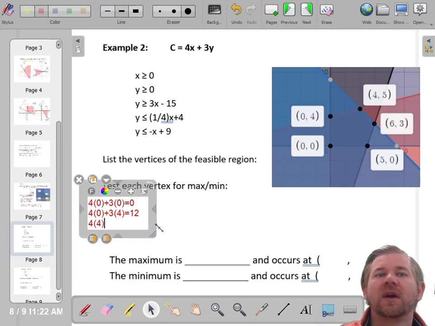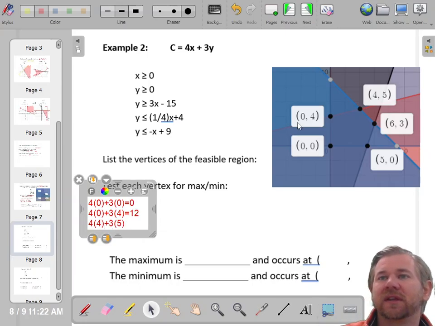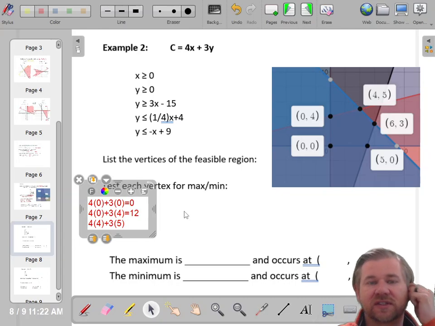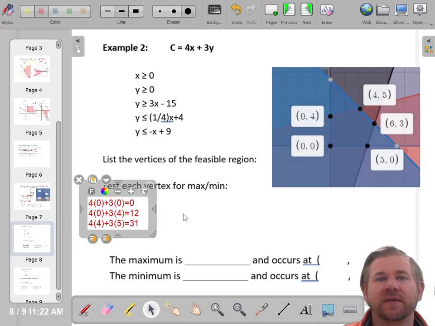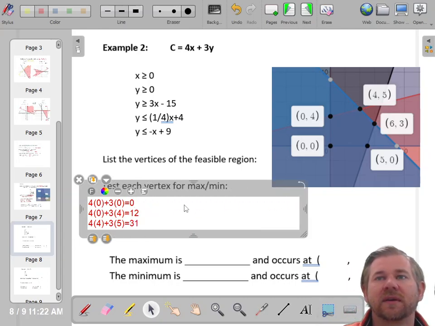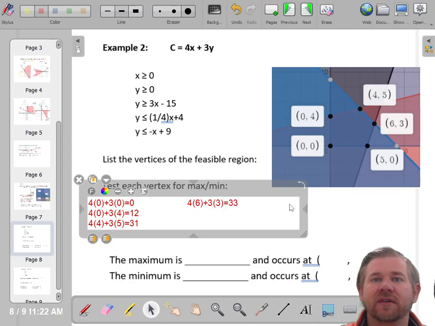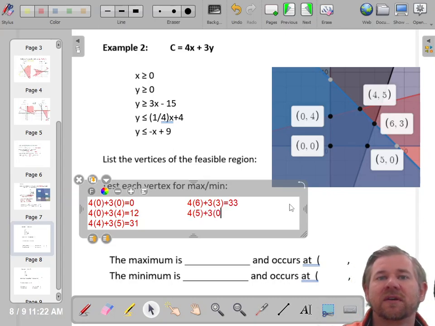4 times 4 plus 3 times 5. I'm plugging in 4, 5. So 16 and 15 make 31. What else do I have? I need 6, 3. 4 times 6 plus 3 times 3. 24 and 9 make 33. And then the last one, 4 times 5 plus 3 times 0 is 20. 20 plus 0 is 20.